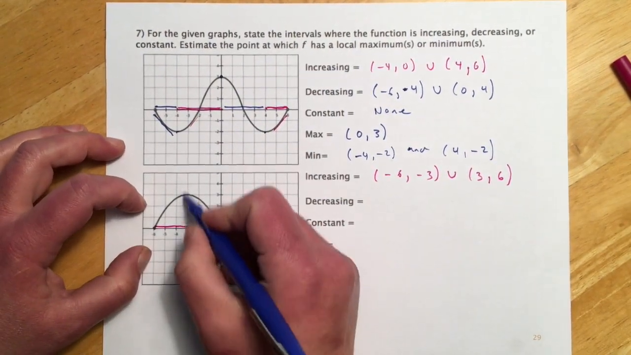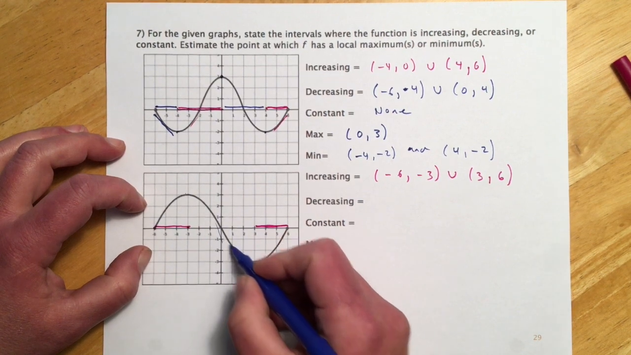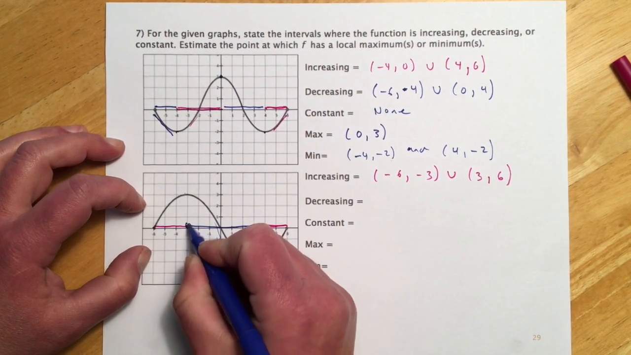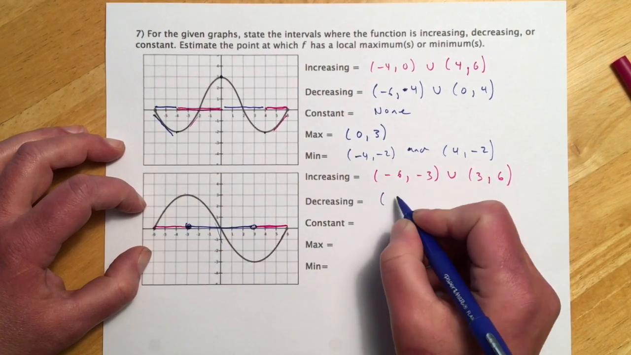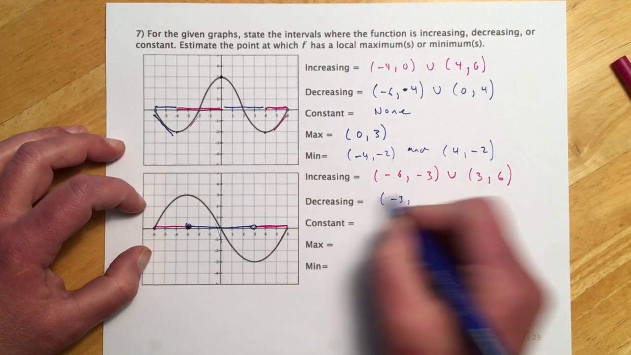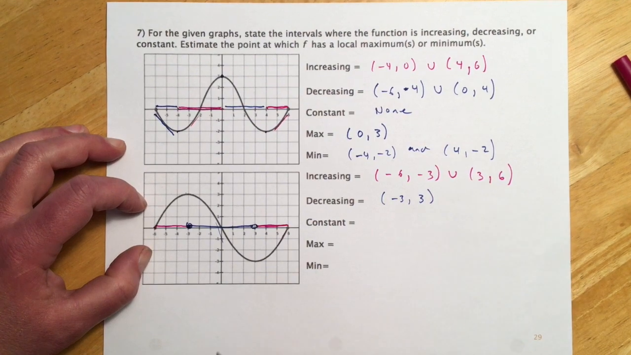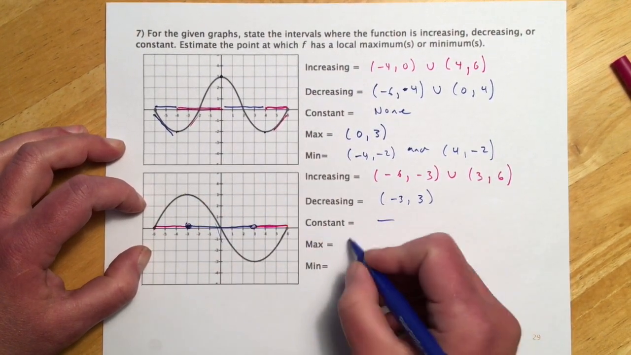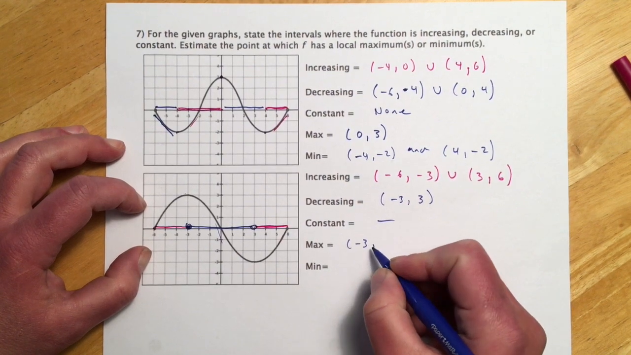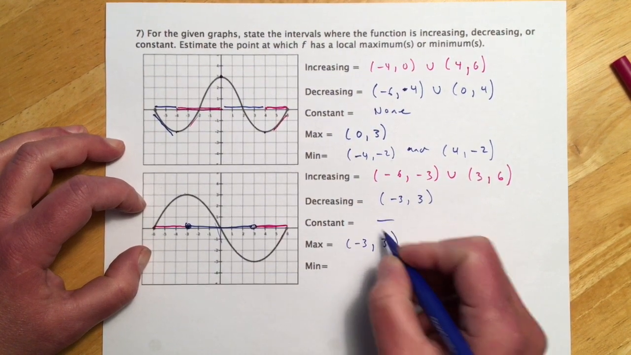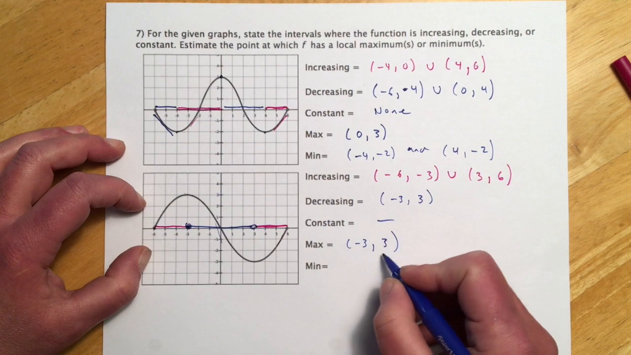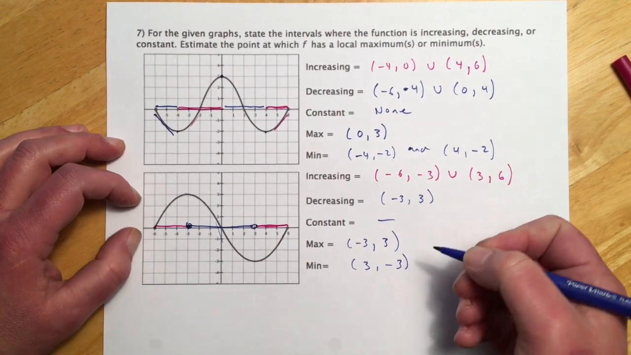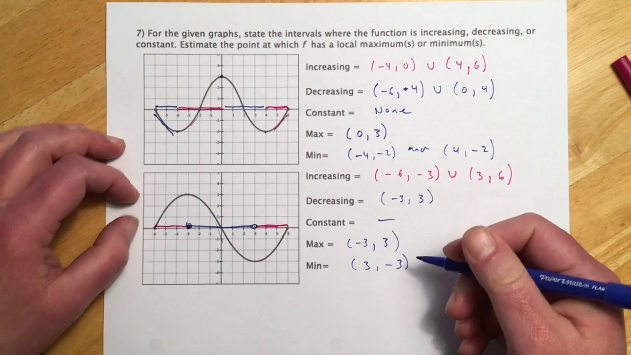Decreasing is happening on the whole other part, so all this is getting smaller and smaller. So that's all between here and there. So it's going to be from -3 to 3. And then again, no constant. The maximum occurs right there at -3, 3. And this one has a local min at 3, -3. And that wraps up rates of change.